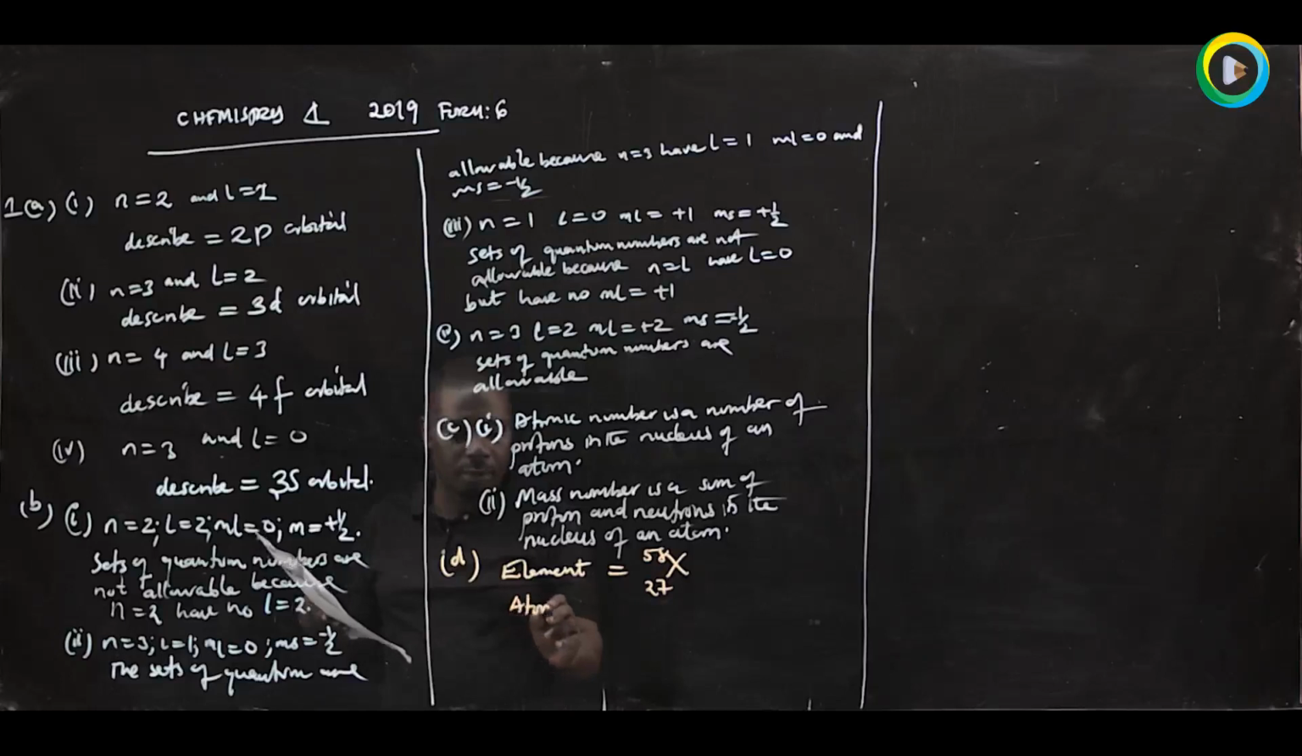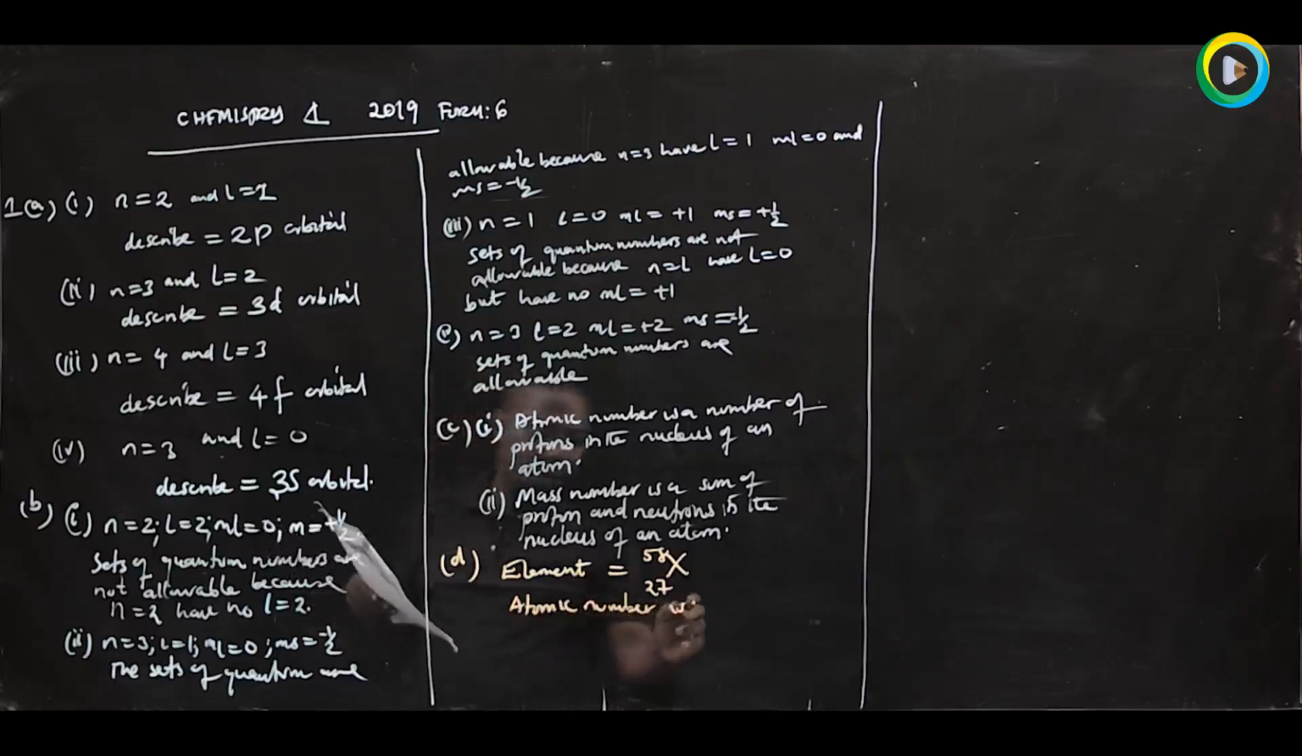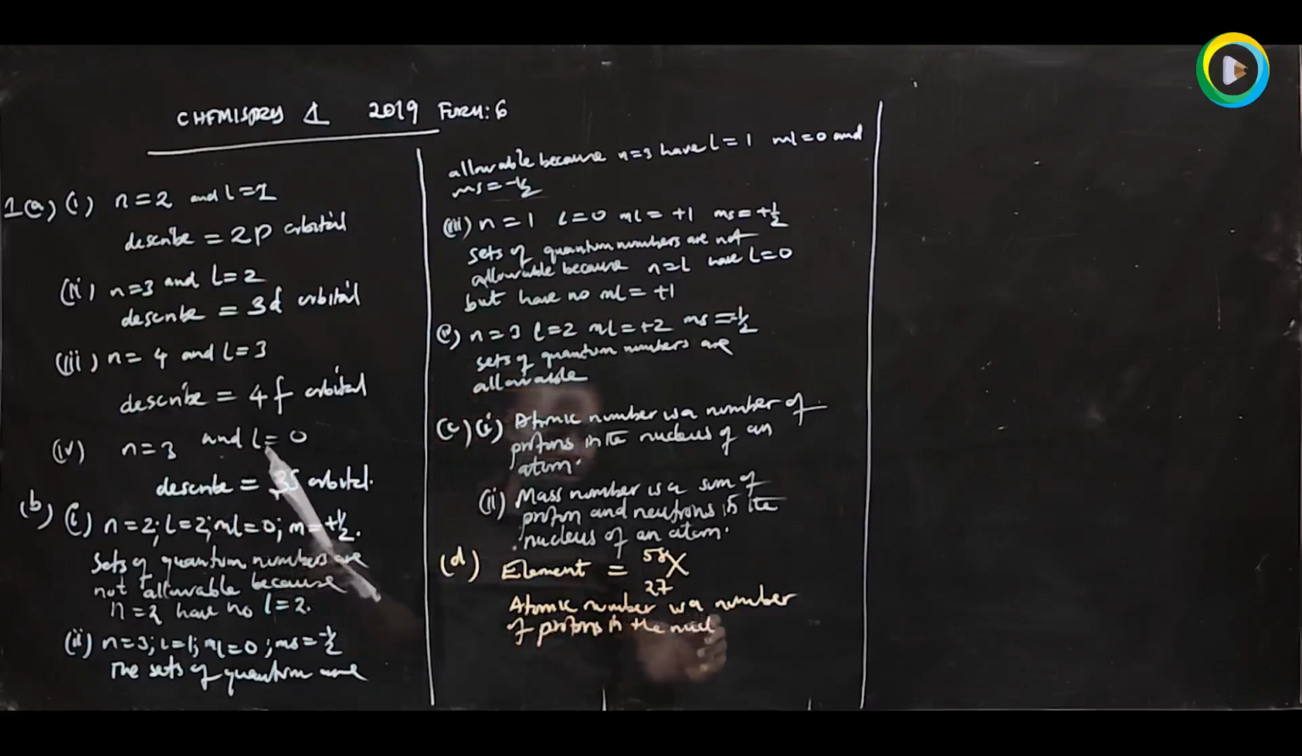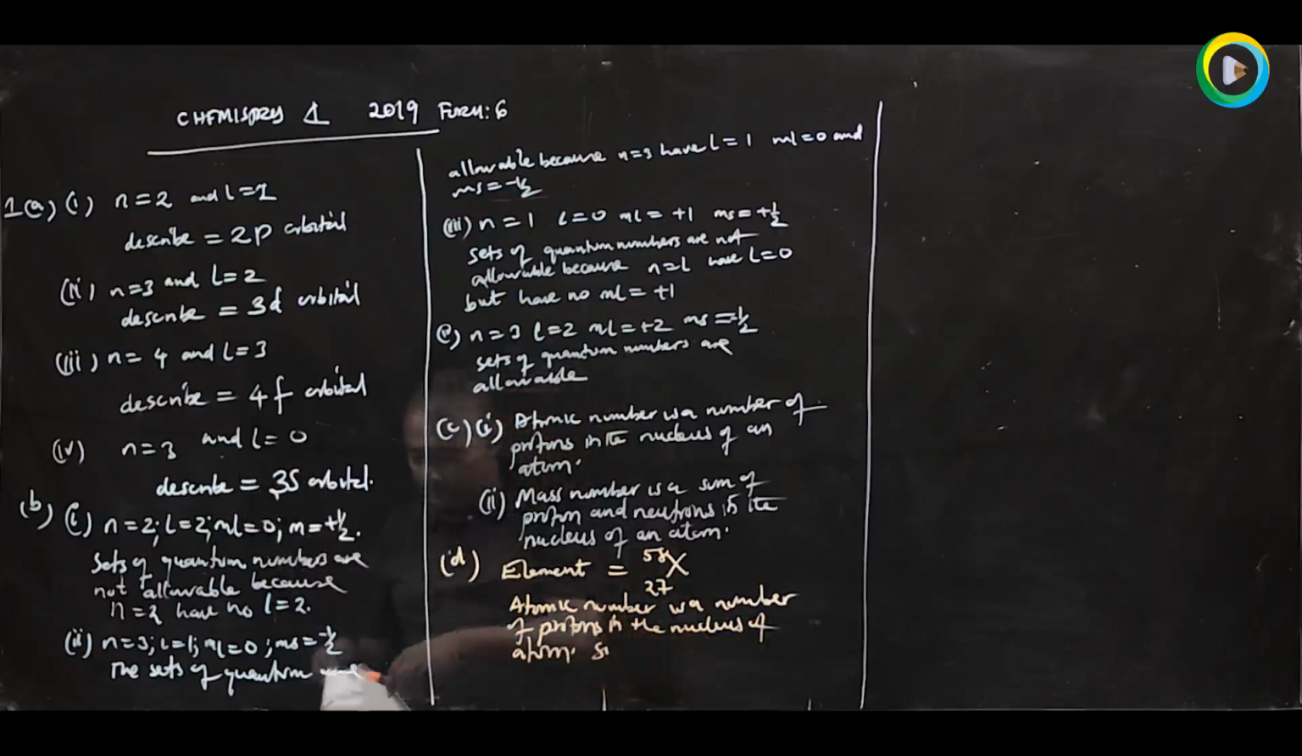Atomic number is a number of proton in the nucleus of atom. And the total number of neutron in an atom is equal to the total number of electron of that atom.